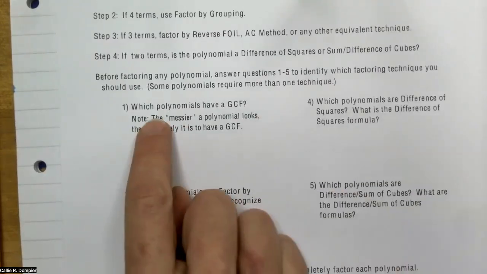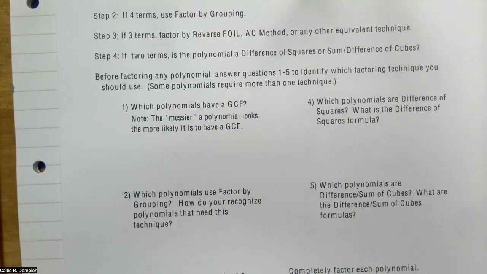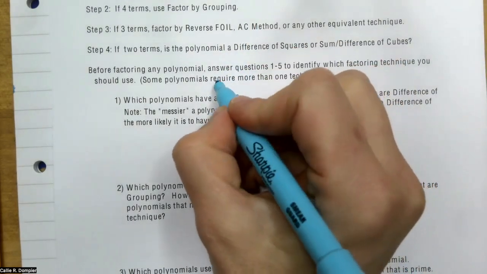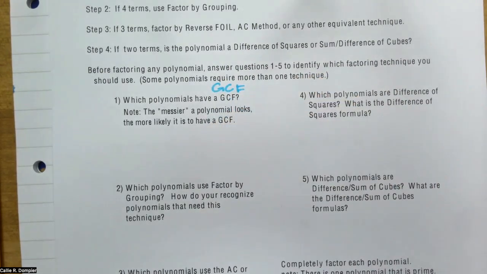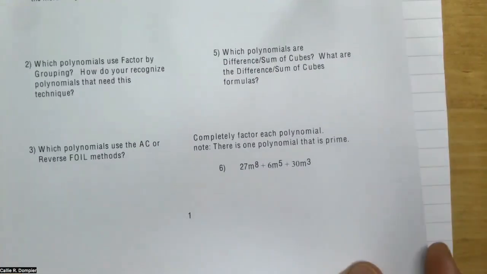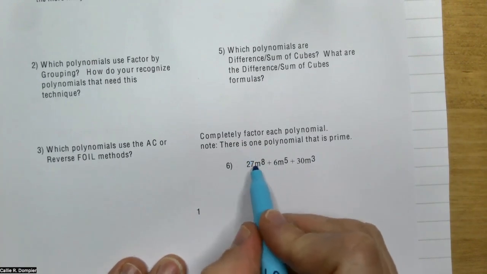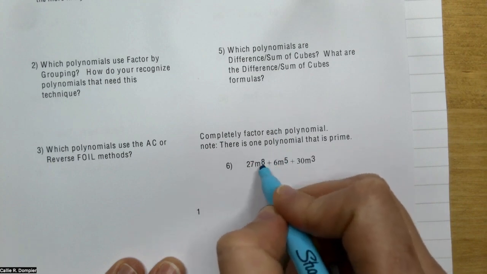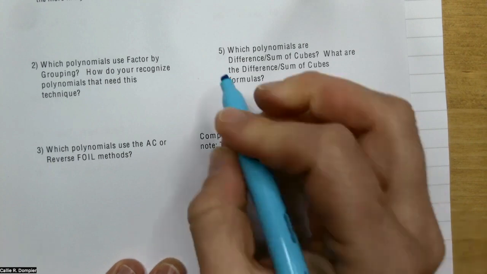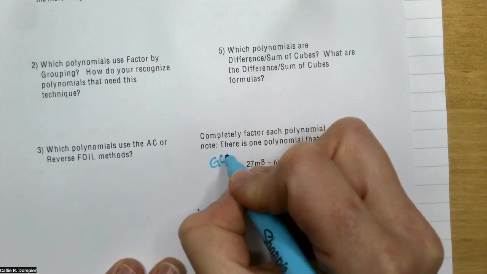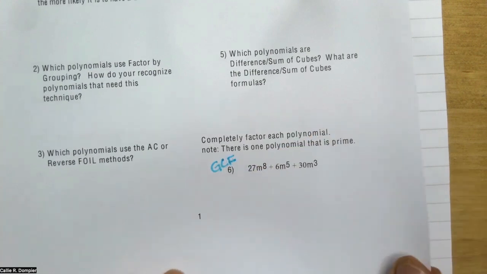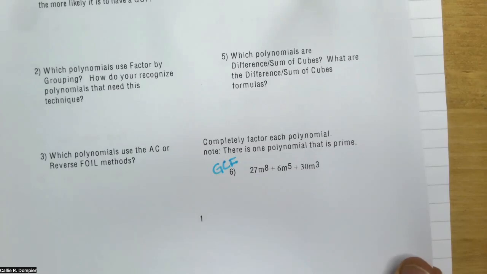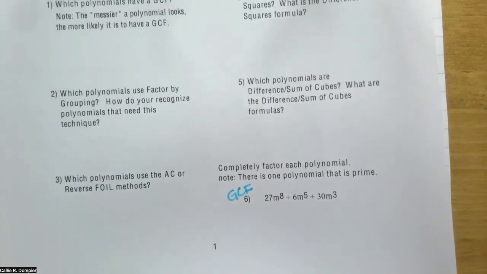These are just examples. So, number 1, which polynomials have a greatest common factor? I'm going to take a highlighter and highlight them GCF if they have a greatest common factor, just by eyeballing them, basically, okay? Let's start with number 6. 27, so first I look at the coefficients. 27, 6, and 30 are all divisible by 3, and they all have the same variable, so I know that that is factorable by greatest common factor. I can factor out at least the number 3, right? And at least m to the third.